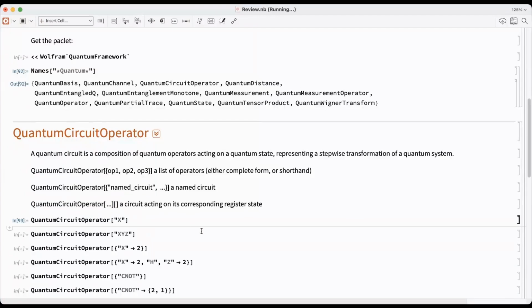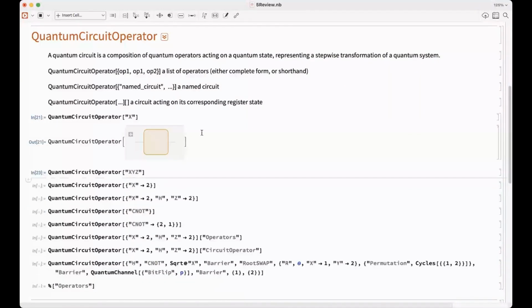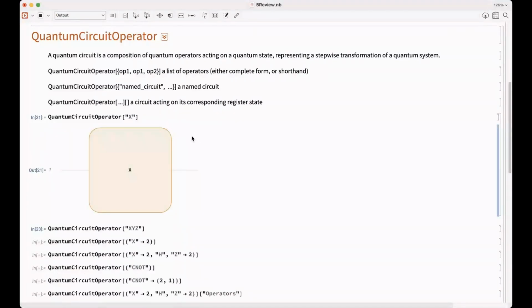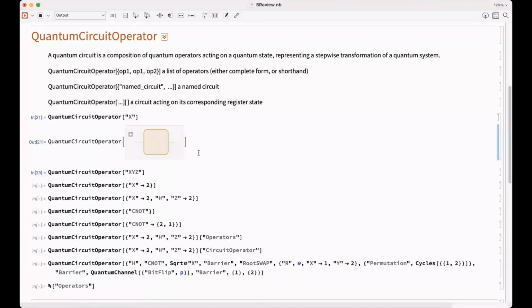Look at the very first example that we have. Okay, so let's look at the first circuit. So we have quantum circuit operator, and the input is x. So basically, it's a circuit with Pauli matrix x. There are two ways. What you see here is a traditional form, basically the circuit diagram. And the previous case shows you an object. So this is the object that you see.